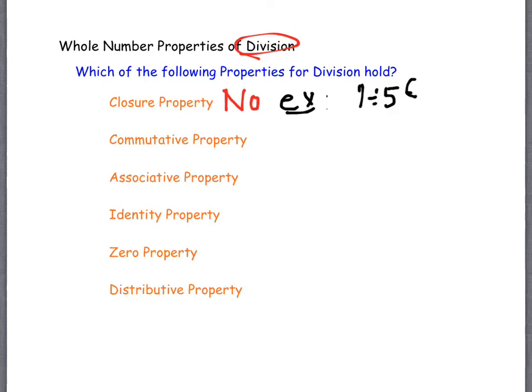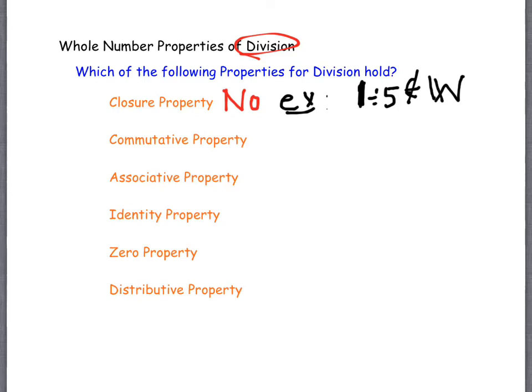We'll use the notation. This is not an element of the whole numbers. And in order to be closed, I have to be able to take 2, in this case, whole numbers, with the operation of division, and I have to be able to get a whole number, and I don't always. I do sometimes, but I don't always.